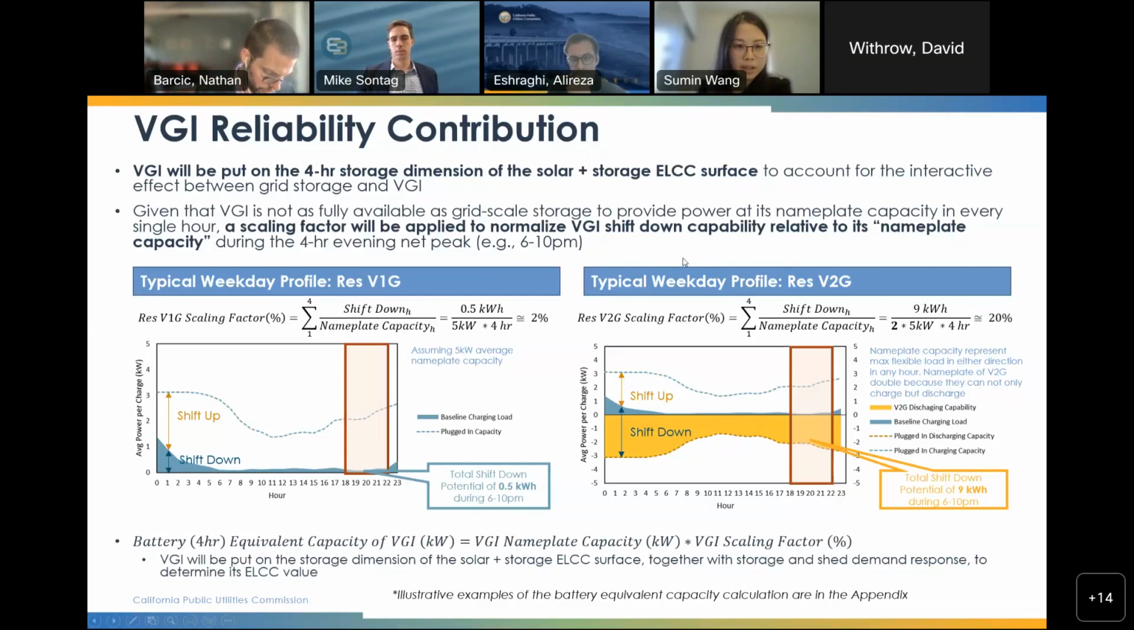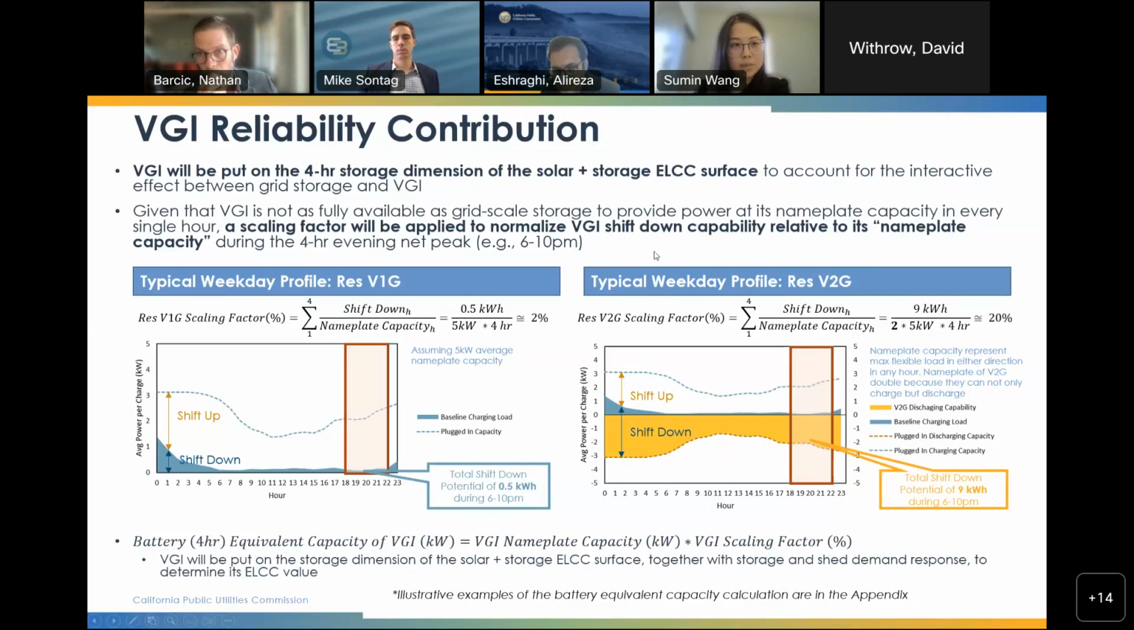Here I'm giving an illustrative example of how we calculated that scaling factor. Same chart as before, but if you just focus on the residential V1G, to calculate the residential V1G scaling factor, we basically use the total amount of shift down potential, which is the shaded blue area within that 4-hour window, divided by its total nameplate capacity times the 4-hour duration. That gives us around 2% as the scaling factor for residential V1G.